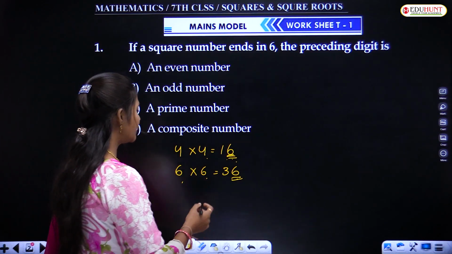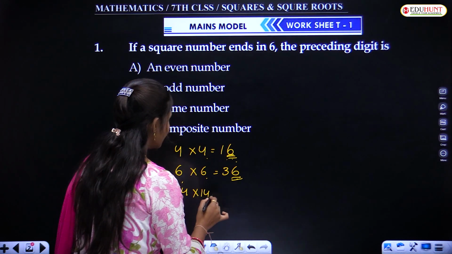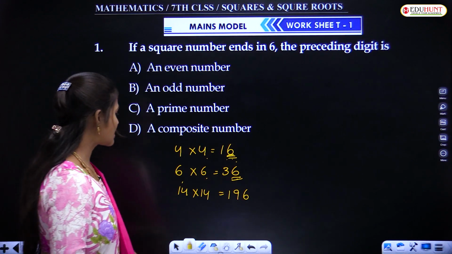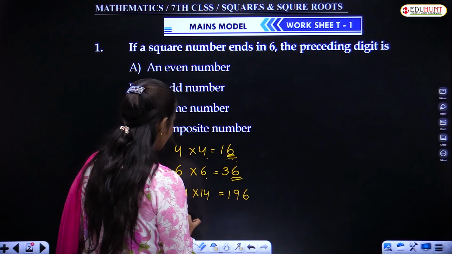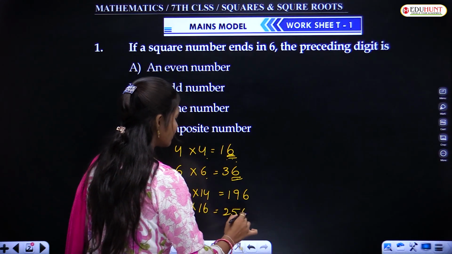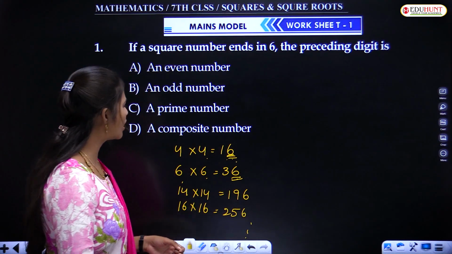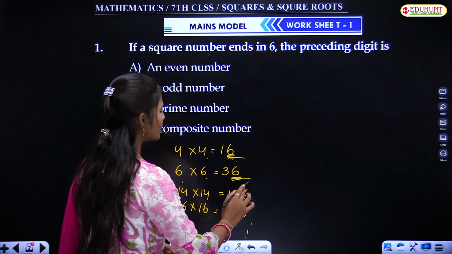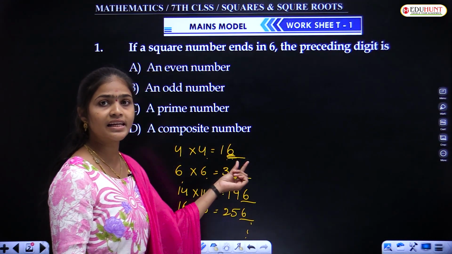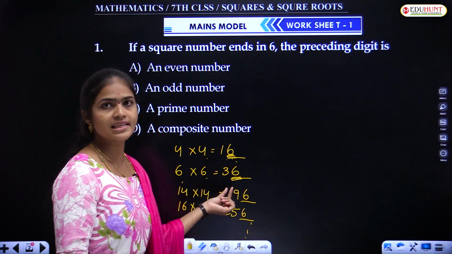Take another number. What is that? That is 14 into 14, which is equal to 196. Clear? Next, if you take any other number, 16 into 16 is equal to 256. Clear? And so on, you can take any other number. When you observe all these perfect squares, each and every number is ending with the digit 6 only.